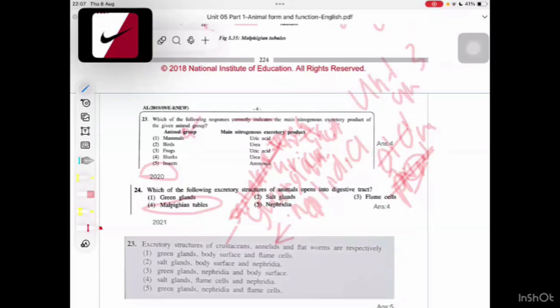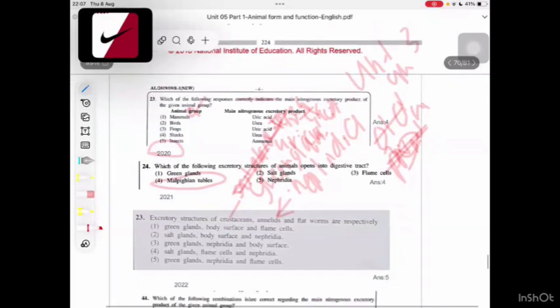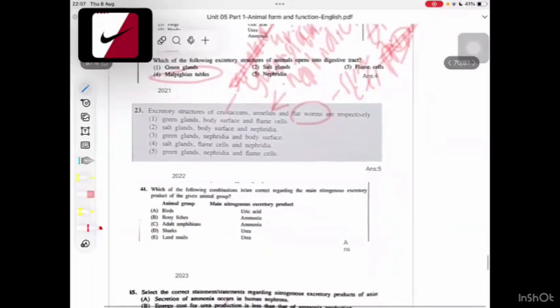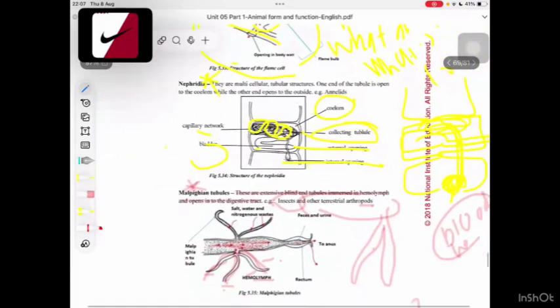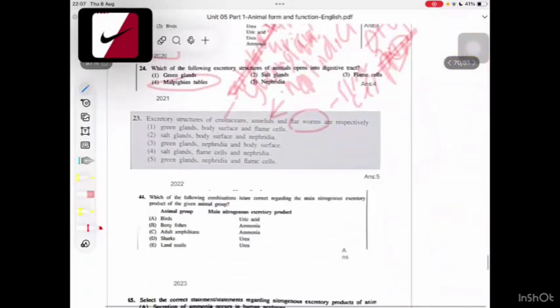Okay. Now let's go for this part. Then annelids, it's nephridia. Flatworms, it's flame cells. So these are the 2021 questions. You can easily grab these marks, right? All the osmoregulatory and excretory questions were basically from this part. These are all the MCQs which were asked. I can't even believe this.